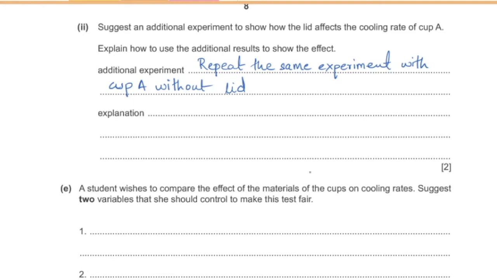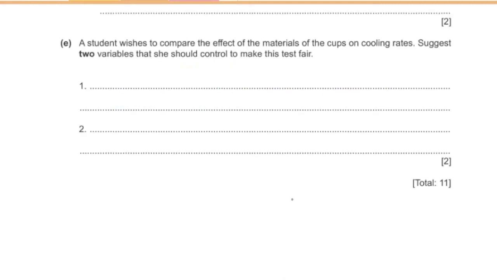Part E, a student wishes to compare the effect of the materials of the cups on cooling rates. Suggest 2 variables that she should control to make this test fair. So she should first make sure that the initial temperature of both cups at time t equals 0 is the same, and also keep the diameter of both cups the same, because the only thing that she wishes to compare is the type of material of the cups.